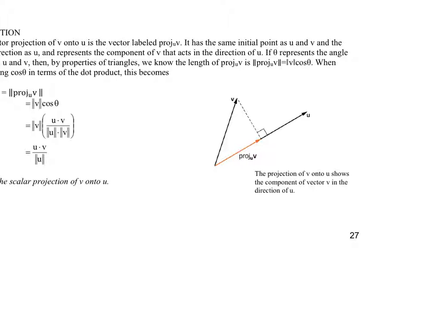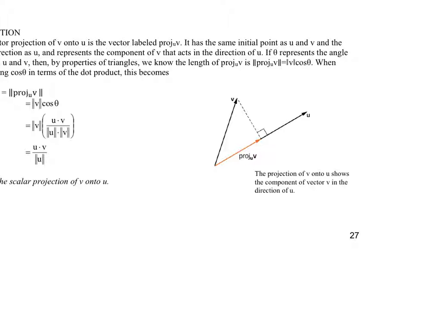If theta represents the angle between U and V, then by properties of triangles, then by math, we know that the length of the projection of V upon U is that. When expressing cosine theta in terms of the dot product, this becomes, oh, look at all that wonderful stuff. All right. I didn't understand any of that when I first saw it, and I don't even think I understand any of that after just reading it now. All right, because that's textbook language. All right, my job is to interpret the textbook language so that you have a fighting chance of understanding it.